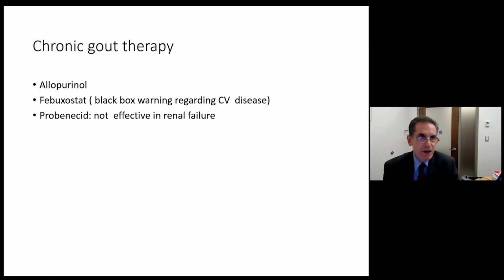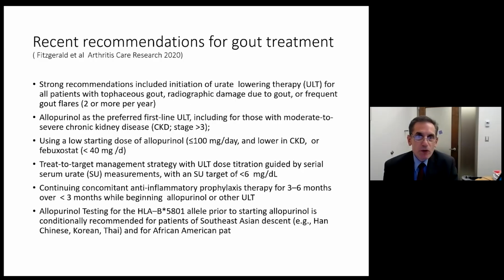What about chronic gout therapy? Allopurinol is the first choice in the vast majority of patients. Febuxostat, another agent which is used for chronic gout therapy, is also useful, but there is a black box warning regarding cardiovascular disease in this agent. So in those patients who are at risk or known cardiovascular disease, this agent should be avoided. And probenecid is an effective agent for chronic gout, but it is not effective in patients with ongoing renal failure.